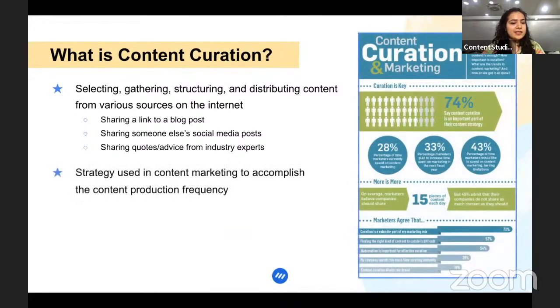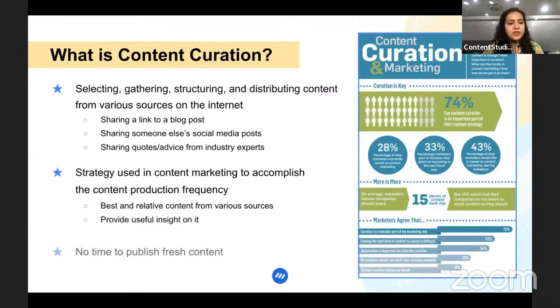So content curation is basically a strategy that people use in content marketing to accomplish a content production frequency, right? And this is the kind of content that you're putting out. It's the kind of content that best relates to your niche or to whatever you're selling. And it can be from whatever sources you want. I mentioned a few above. And it actually provides very useful insight on the topics that you're discussing as well, because when you pick content that is relevant to your industry, it adds value for your audience. So that's your content plus extra content, and it works for everybody. And lastly, content curation saves you time because you can publish content that's not original, and it helps you keep uploading fresh content, especially when you don't have time to create new content constantly.